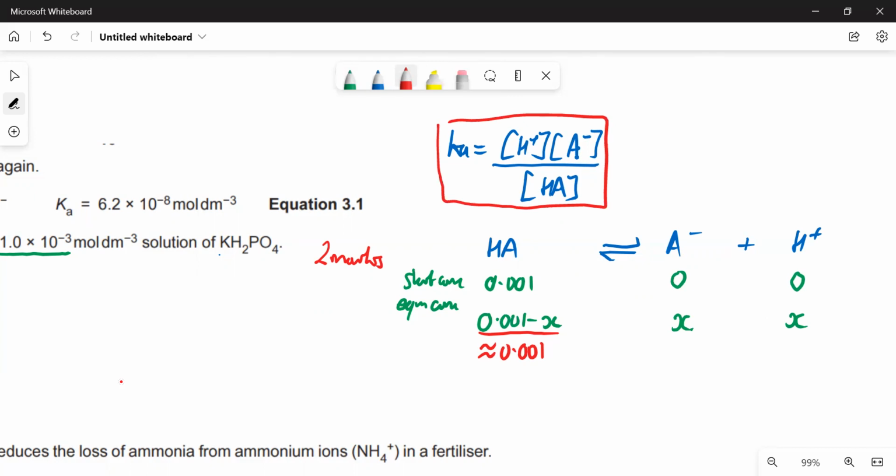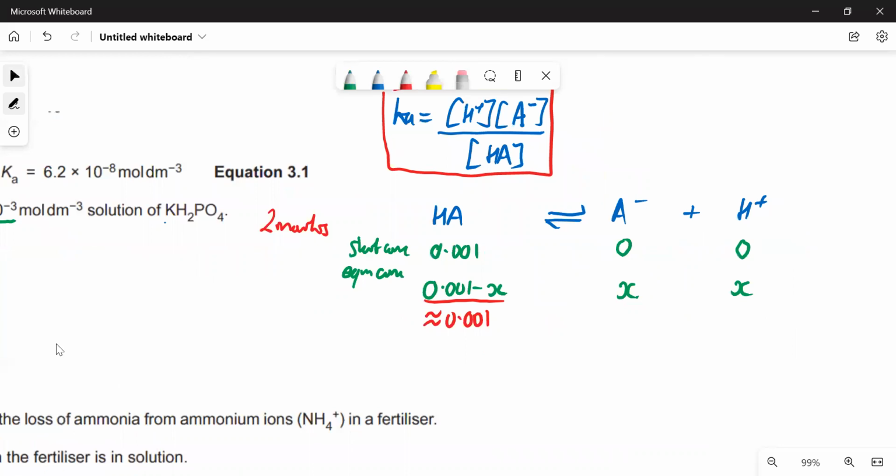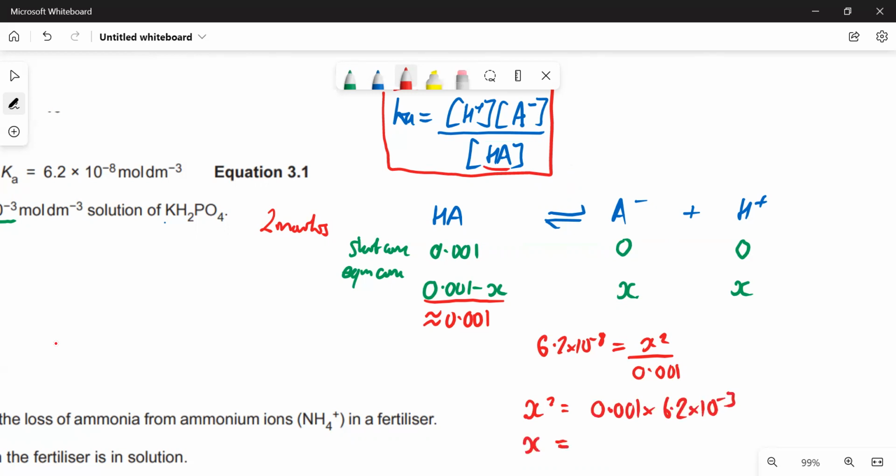Let's do that. So we get Ka, they tell us it's 6.2 times 10 to the minus 8, is equal to X squared over HA, which is 0.001. Let's rearrange that. X squared is equal to 0.001 times 6.2 times 10 to the minus 8. So X squared is equal to 6.2 times 10 to the minus, multiply that out, that should be minus 8 there, not 3. That's to the minus 11.